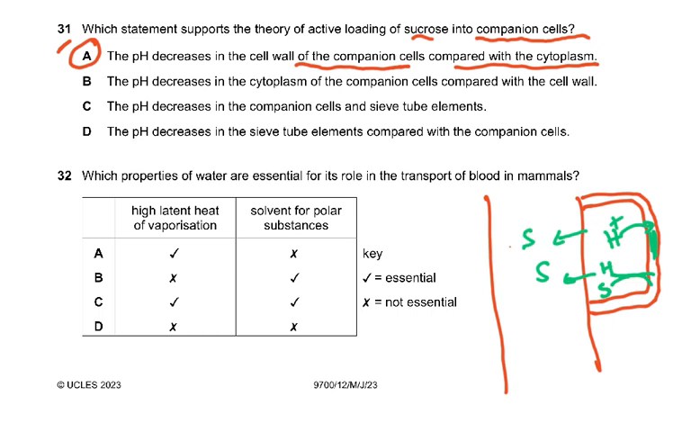So why is B wrong? The pH decreases in the cytoplasm of the companion cell as compared with the cell wall. No, the hydrogen ions are constantly being pumped into the cell wall. How can the pH of the cytoplasm decrease? As soon as the hydrogen ions come in, they're just pumped out into the cell wall.